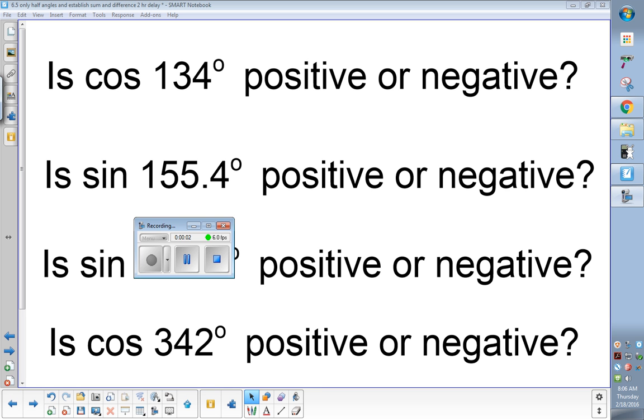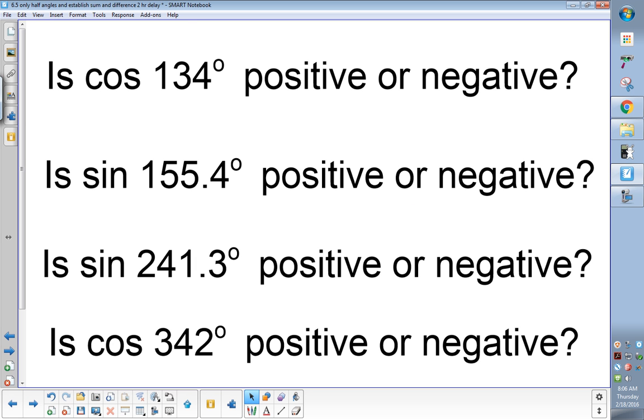Okay, before we start getting into this too deep, let's think about these ideas real quick. If I told you that an angle was cosine of 134 degrees, think about where 134 degrees would fall in the unit circle. Okay, so look at your unit circle. Which quadrant would 134 degrees be? If we're asking for cosine, would that be a positive answer or a negative answer?